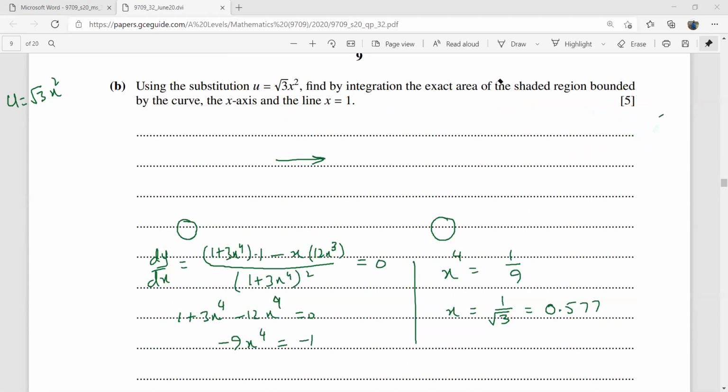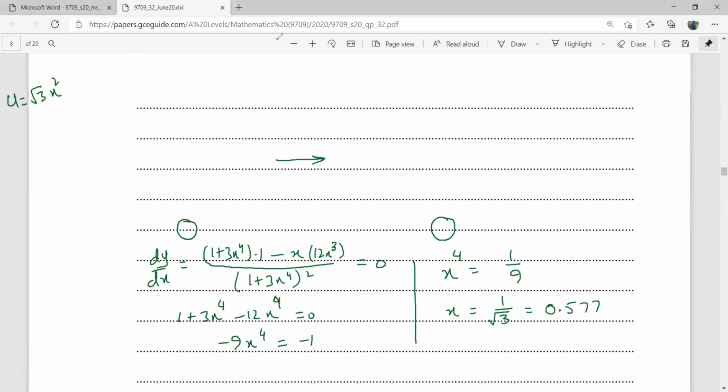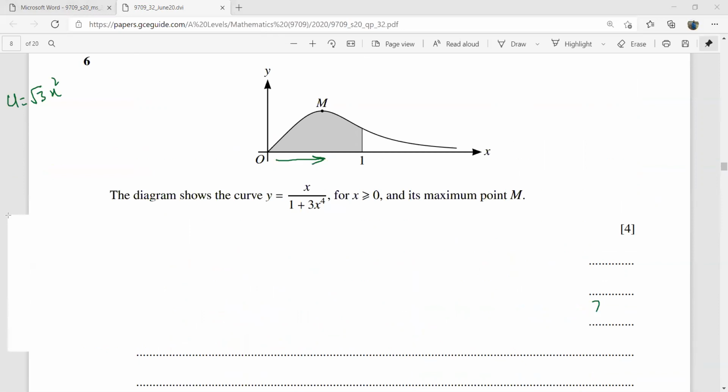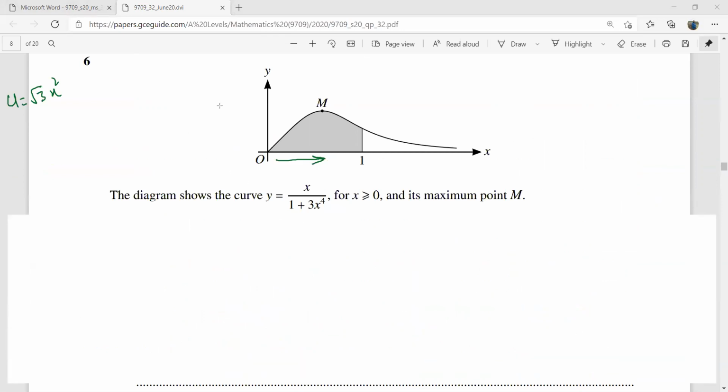So I'm going to go back to that diagram here. It says bounded by the curve, the x-axis and the line x equal to 1. That is quite clearly shown in this slide. I'll be using this space for the working, so let me cover this given statement. Now I have space for the working. We have to use this substitution to find this area.